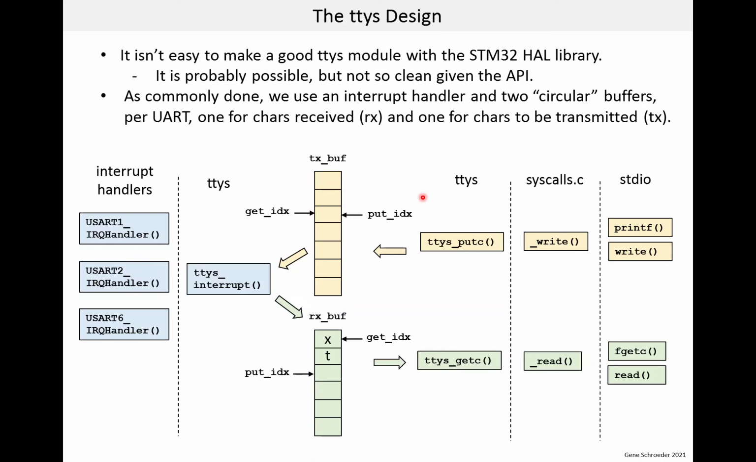With the circular buffers, we don't have a problem. Take the tx buffer. Only base level code modifies the put index, and only interrupt level code modifies the get index. I am making one assumption here, and that is that the interrupt handler does not call ttys putc or ttys getc. If you do have variables that are modified by both levels, then a common solution is to disable interrupts when modifying the variables from the base level.